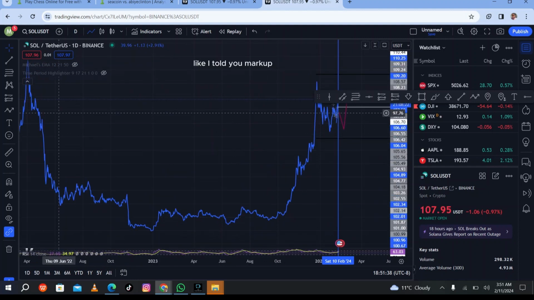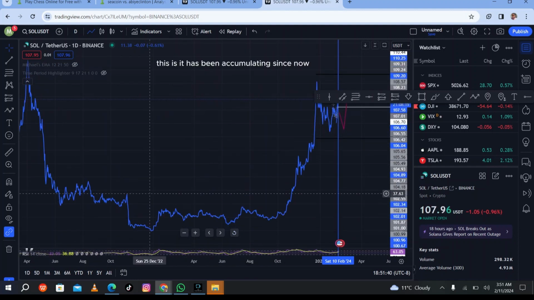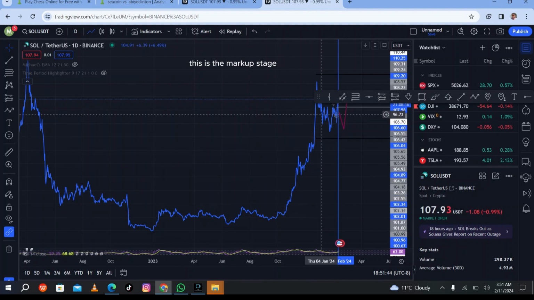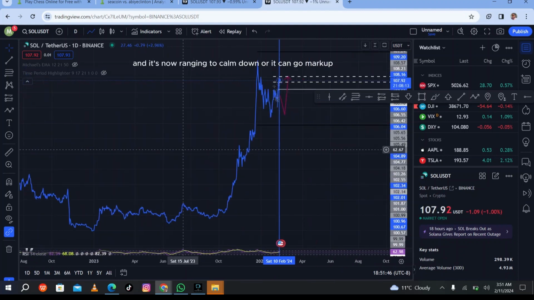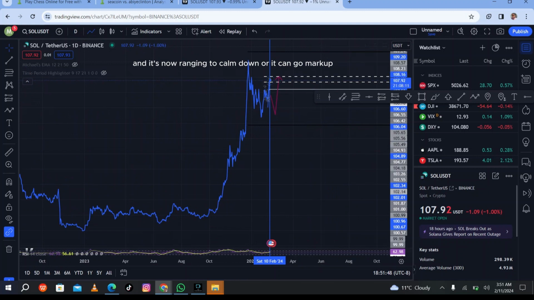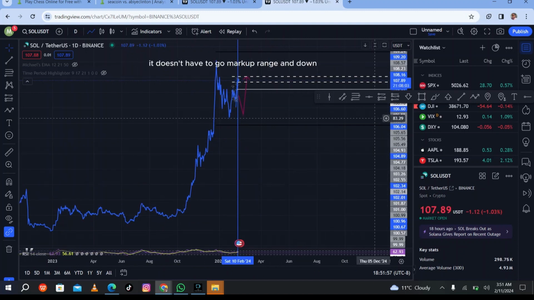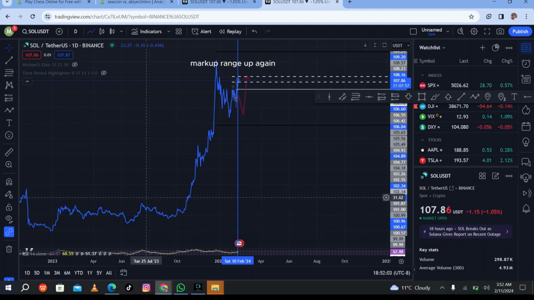Like I told you, markup, it has been accumulating since. Now this is the markup stage, and it's now ranging to come down, or it can go markup, range, and markup again. It doesn't have to go markup, range, and down. It can go markup, range, up again, markup, range, down, or markup, range, down.